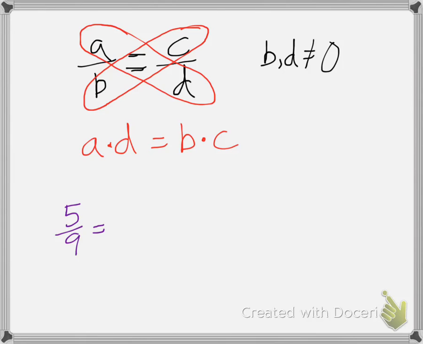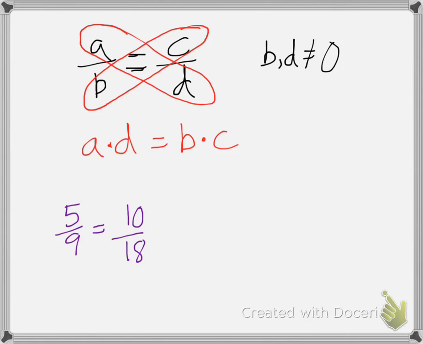5/9 equals 10/18. Does everyone agree that that's proportional? I said does everyone agree that that's proportional? Does 5/9 equal 10/18? Good. I was just making sure. All right. So 5/9 equals 10/18 because I multiplied by 2 on top and bottom, and as long as you're multiplying or dividing by the same thing on top and bottom, it's an equivalent ratio.